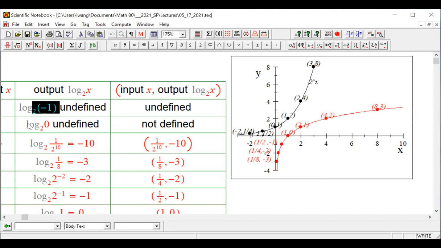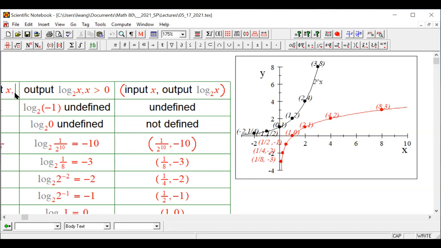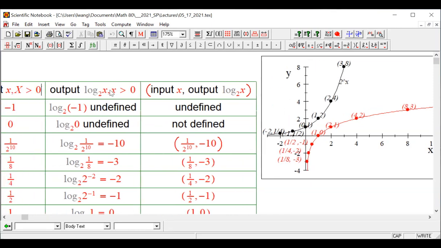Those inputs are undefined. They are not in the domain. So you can see the domain of log base 2 of x: x must be greater than 0. The output, though, can be negative. The input must be positive, but the output can be negative.